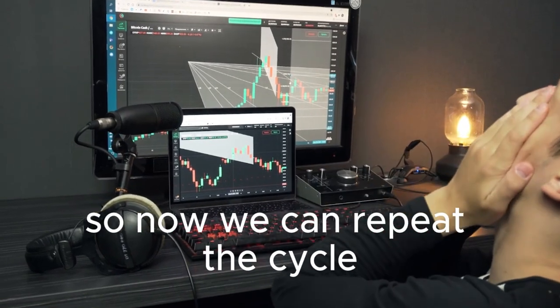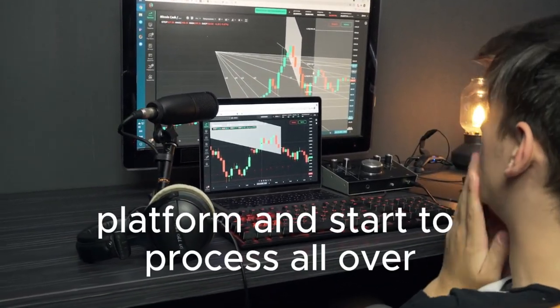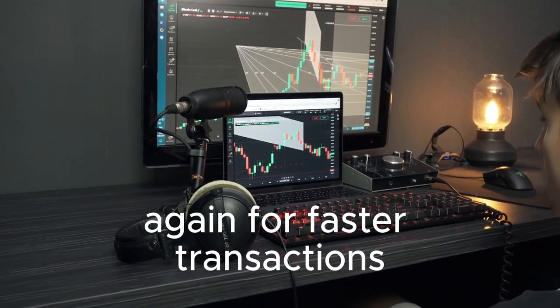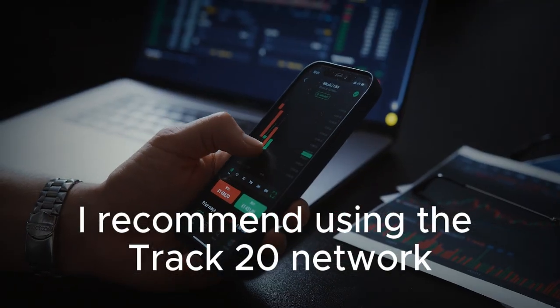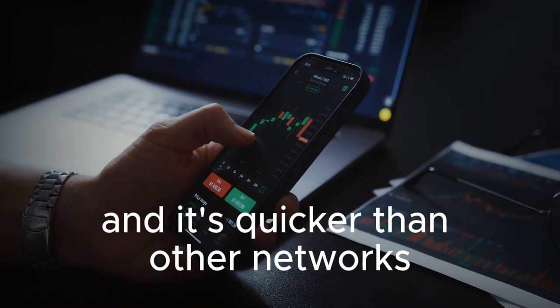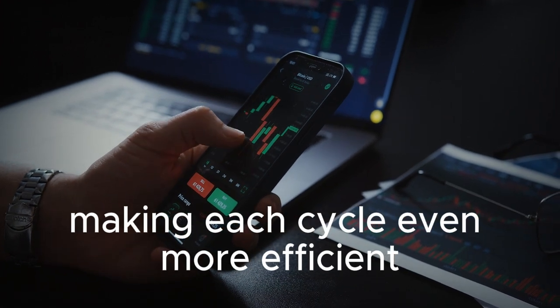So now we can repeat the cycle. Just transfer the USD back to the platform and start the process all over again. For faster transactions, I recommend using the Track20 network. The fee is just $1, and it's quicker than other networks, making each cycle even more efficient.